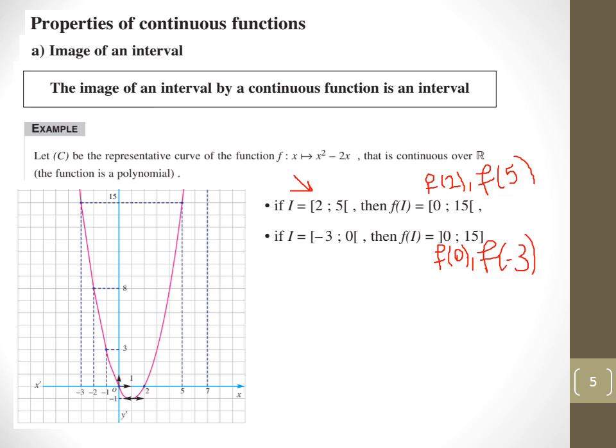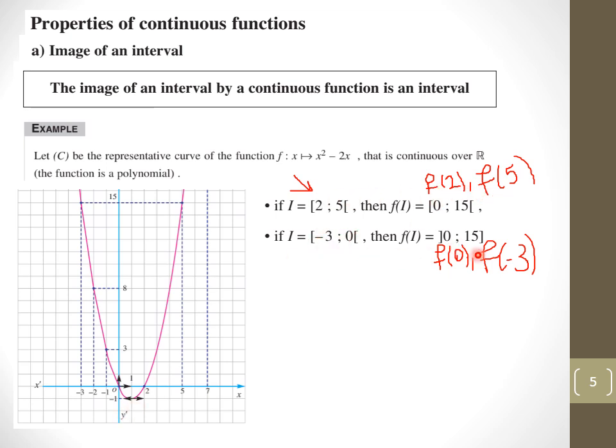From minus 3 to 0, as you can see, this function is decreasing. We replace minus 3 in the function and we get 15, so we put it at the end because it's decreasing. And we replace 0, we get 0, so we put it at the beginning of the interval. So if the function is increasing, the image is f of 2, f of 5, but if it's decreasing, then it's f of 0, f of minus 3. I will write it so it would be clear for you. So in this interval it's increasing, so we just do f of 2 and f of 5.